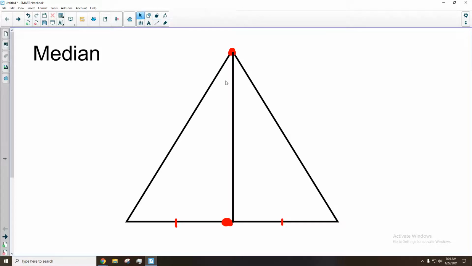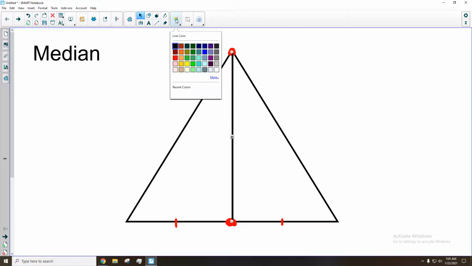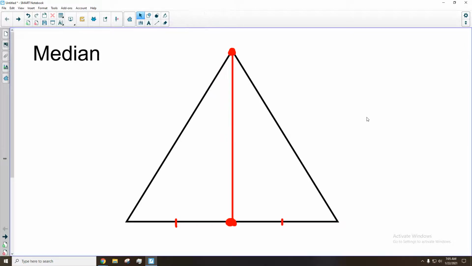Well, as you can see, I didn't connect it too well, but that's okay. Let's scoot that over a little bit. There we go. Okay. So that is called a median. So far, it doesn't do anything more than just split the triangle in half.